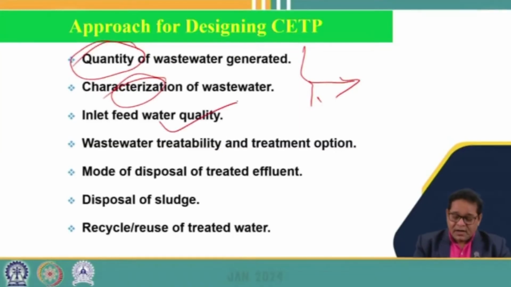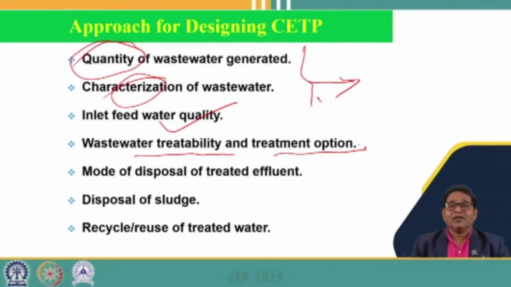And then after establishing this inlet feed water quality that is going to be treated in the common effluent treatment plant, we have a number of treatability options and technologies: biological treatment systems, advanced treatment systems, tertiary treatment systems. Under these treatment systems, there are again a number of options to select the particular type of unit that has to be utilized for a given quality of the wastewater.